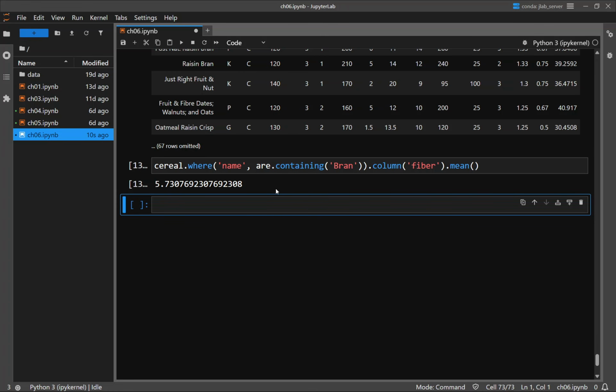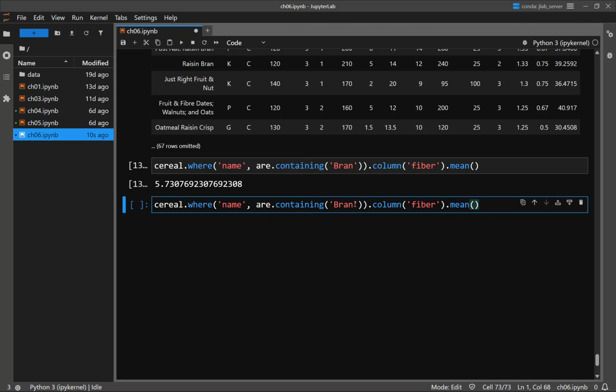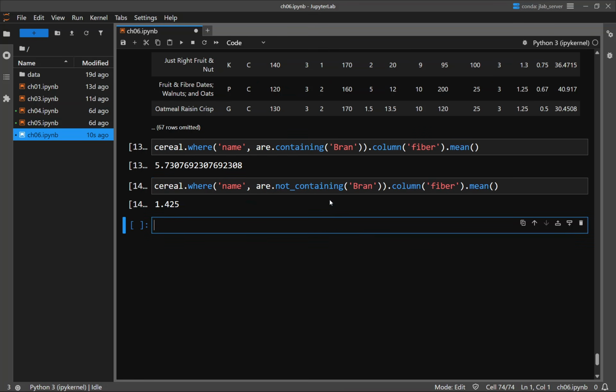So on average, all the brands themselves have 5.73 grams of fiber, which is probably a lot more than all other cereals total. So every cereal containing, you can do not containing. So these are all the non-brands. Every non-brand does not have a lot of fiber on average. That's a fun question. I like that.